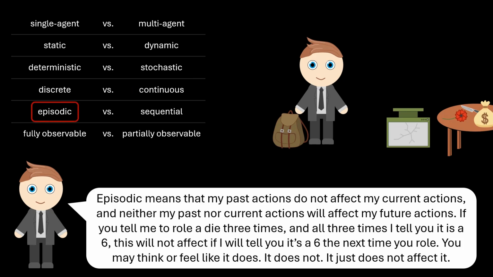Episodic means that my past actions do not affect my current actions, and neither my past nor current actions will affect my future actions. If you tell me to roll the die 3 times, and all 3 times I tell you it is a 6, this will not affect if I will tell you it's a 6 the next time you roll. You may think or feel like it does. It does not. It just does not affect it.